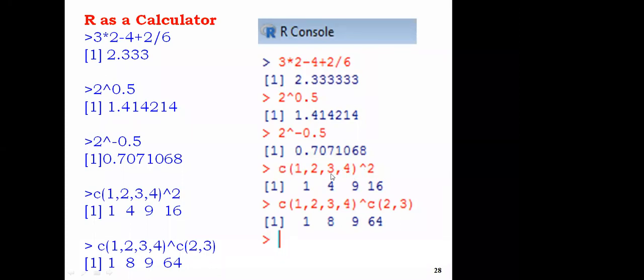That means combine these things. That means what you see, 1 cap 2, that means 1, 2 cap 2. This is your 2 cap 2, this is your 4. 3 cap 2, this is 9. 4 cap 2, this is 16. 4 square, this is 16. 3 square, this is 9. 2 square, this is 4. 1 square, this is 1.